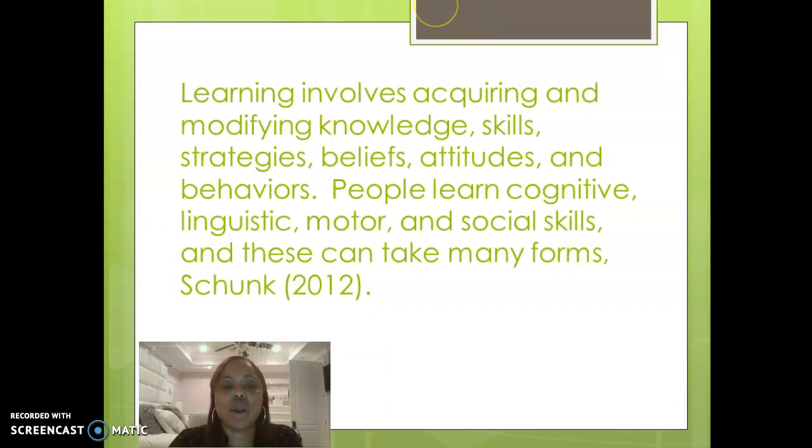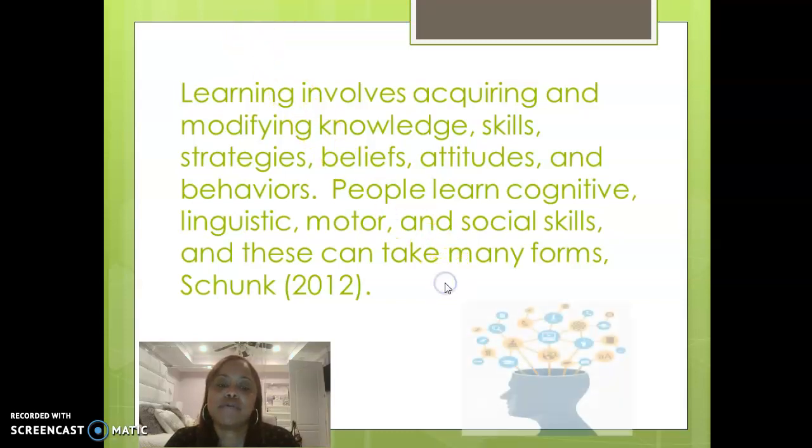Learning involves acquiring and modifying knowledge, skills, strategies, beliefs, attitudes, and behaviors. People learn cognitive, linguistic, motor, and social skills, and these skills can take many forms. That's according to Schunk, 2012.